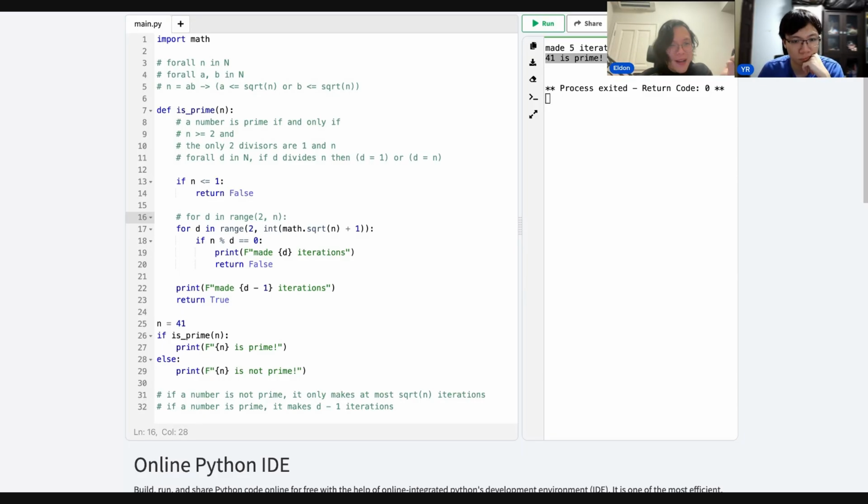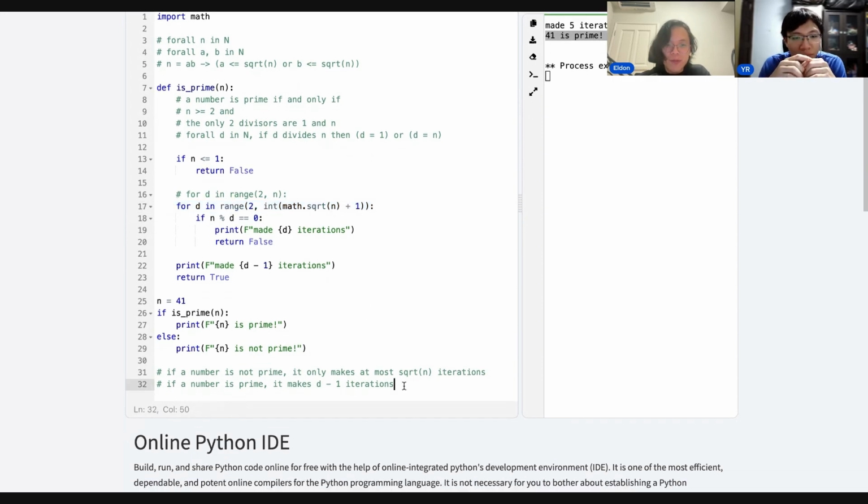Okay. Now this sounds like black magic, right? Why is this true? Why did we do this optimization? Why did we change from this for loop to this for loop? We changed it because we suspect this is true: when a number is not prime, it only makes at most square root n iterations.